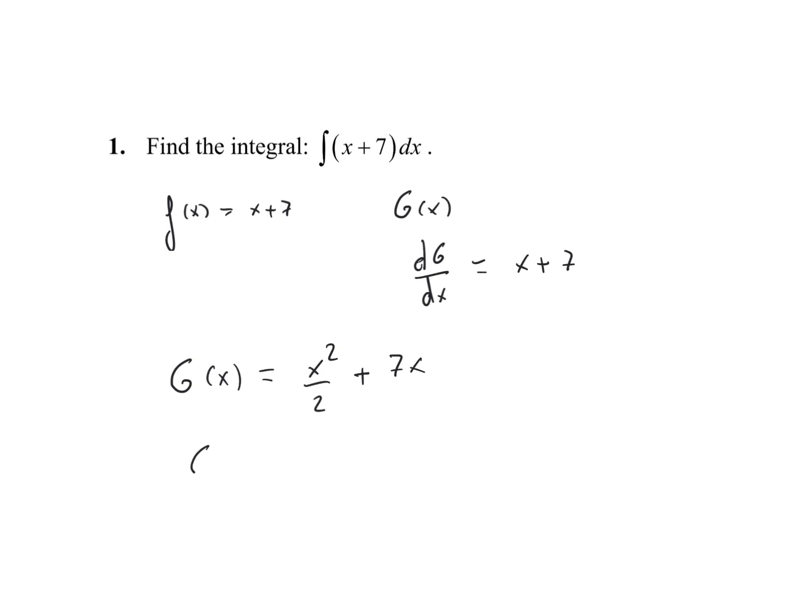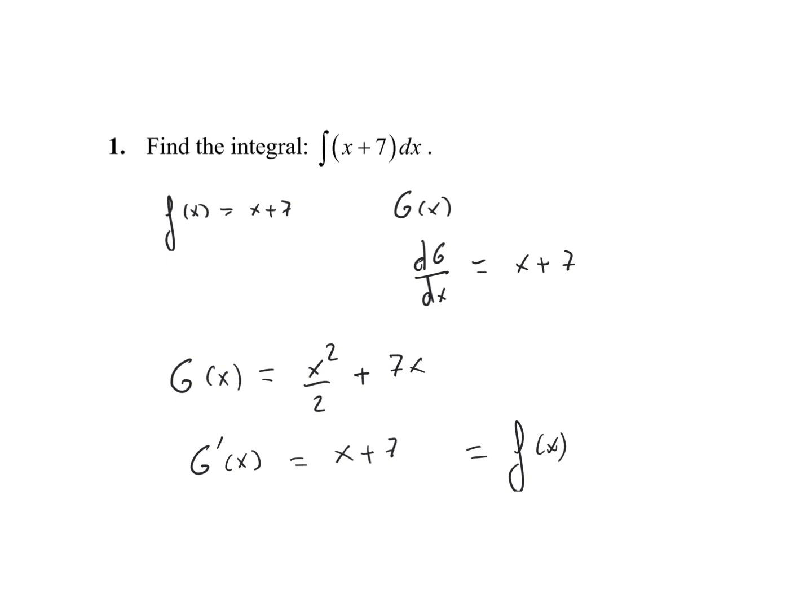G prime of x will be the derivative of g of x. The derivative of x squared over 2 is 2x divided by 2, which is x. And the derivative of 7x is 7. So g prime of x is f of x. Is this one the general solution?